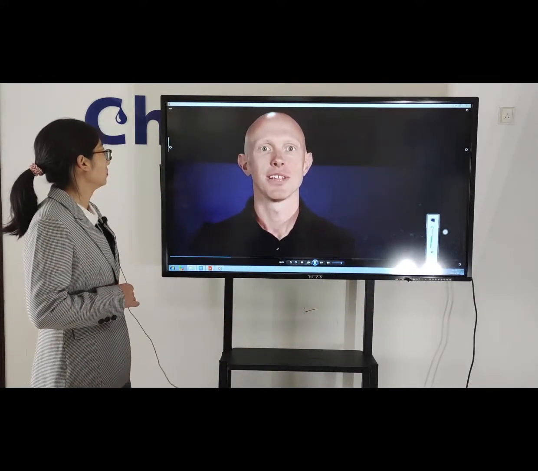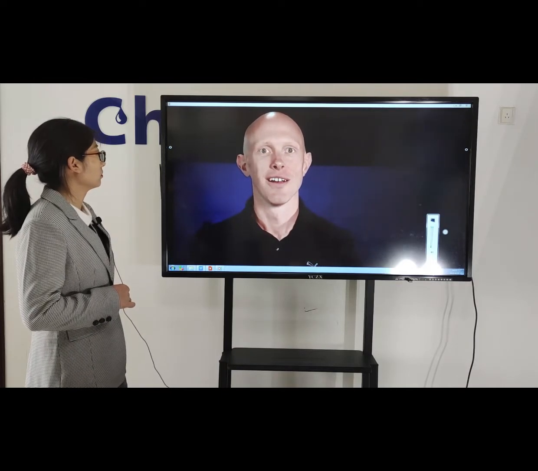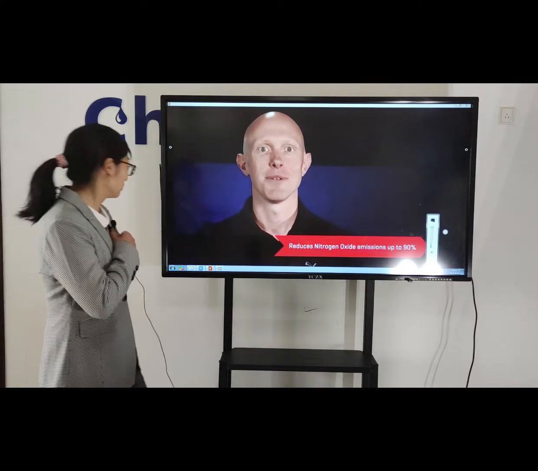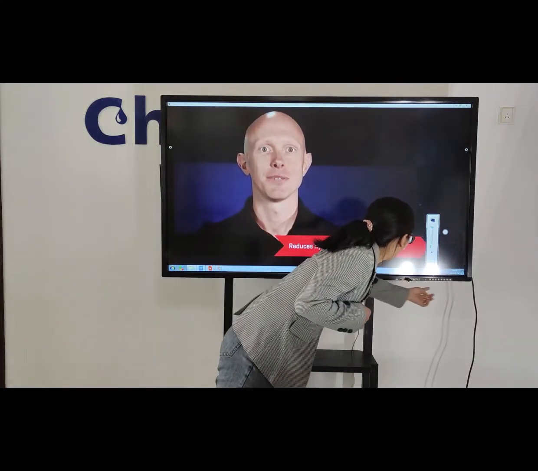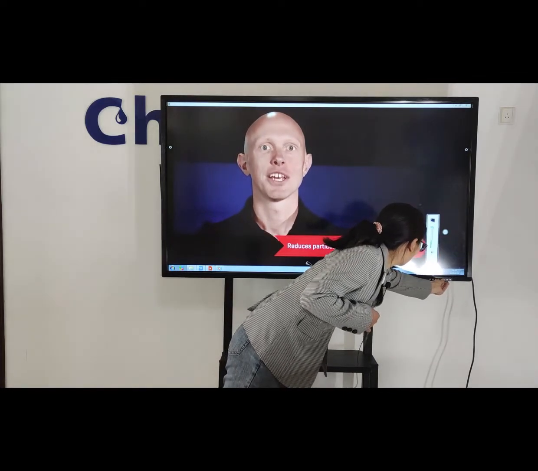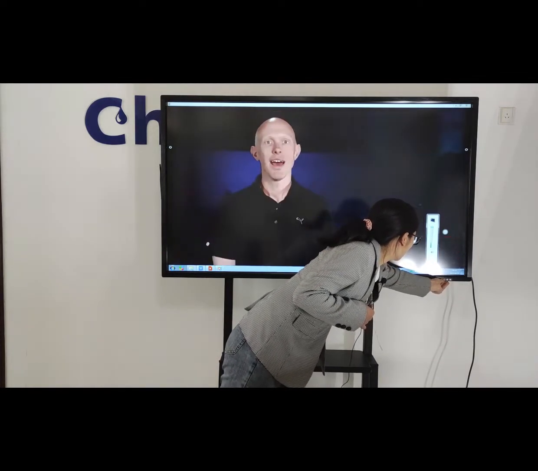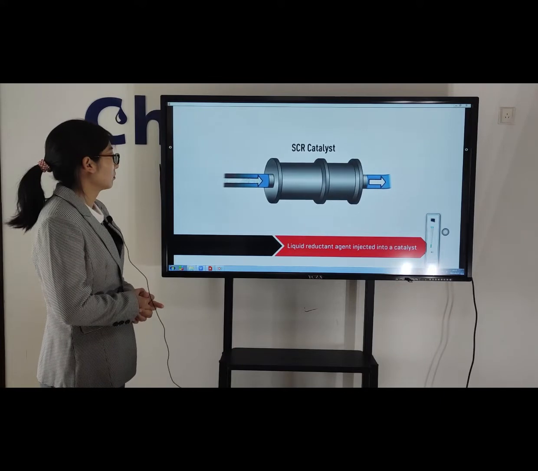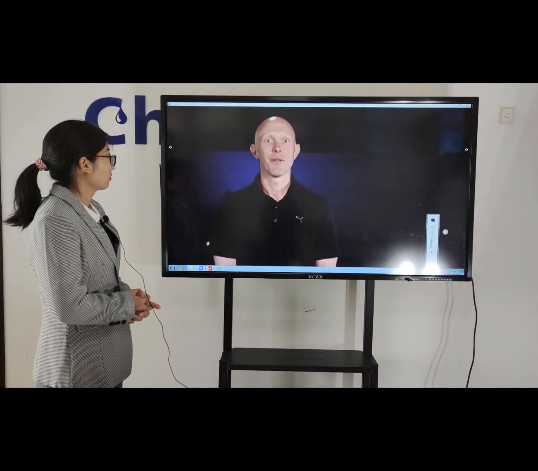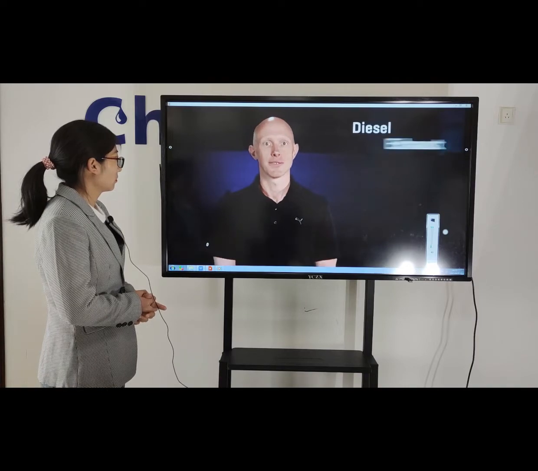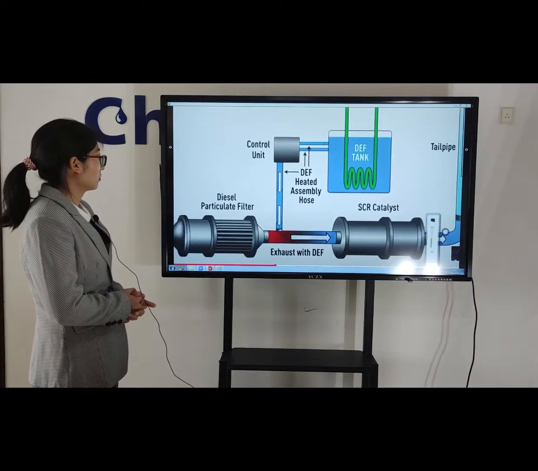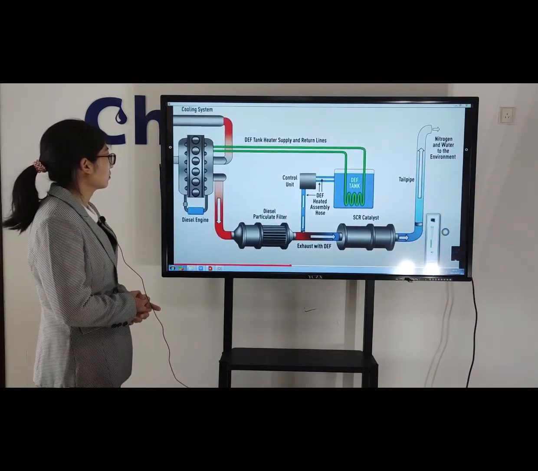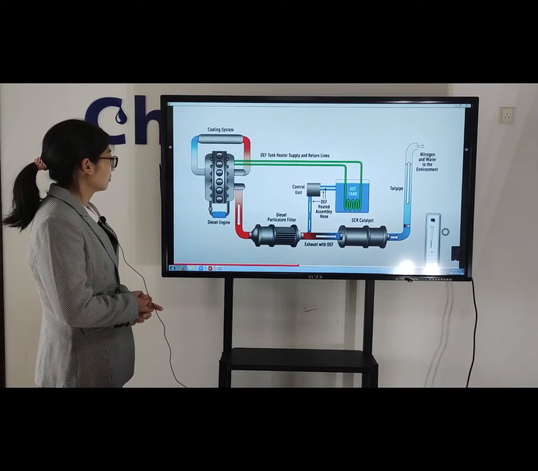It is a process called selective catalytic reduction, or SCR. This advanced active emissions control technology system can reduce nitrogen oxide emissions up to 90%, hydrocarbon emissions by 50 to 90%, and particulate matter emissions by 30 to 50%. So how does it work? The liquid reductant agent is injected into a catalyst in the exhaust system on a diesel engine. That reductant mixture of purified water and urea is also known as diesel exhaust fluid, or DEF. The DEF kicks off a chemical reaction inside the catalyst called reduction, which converts pollutants into nitrogen, water, and a little carbon dioxide that's often expelled through the tailpipe.